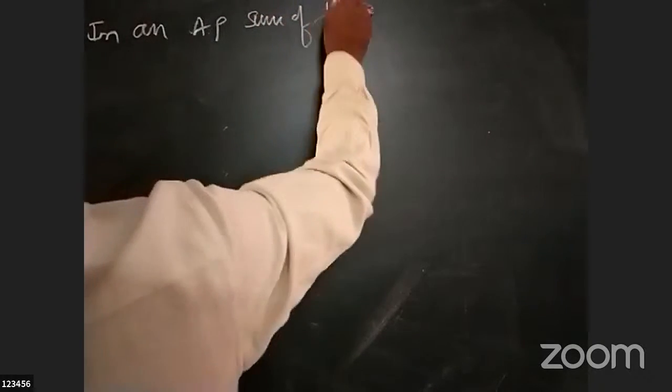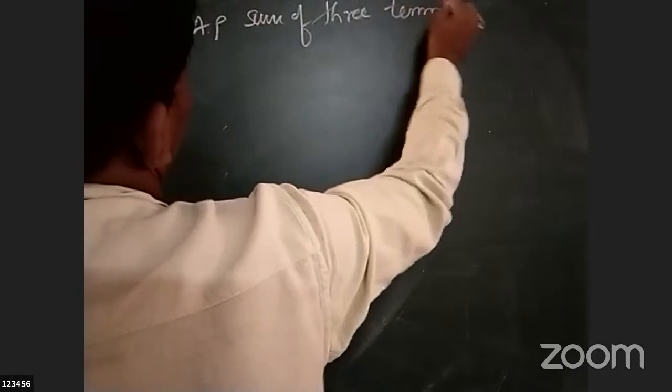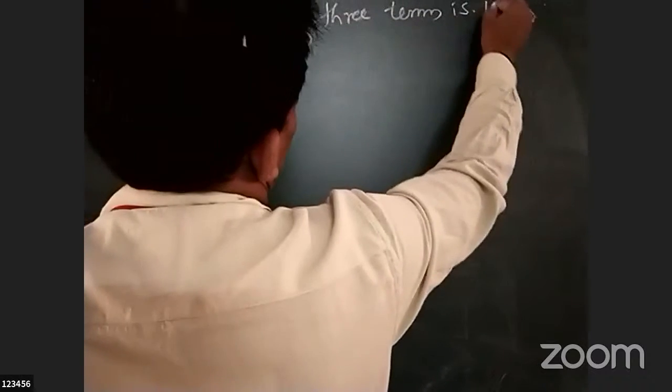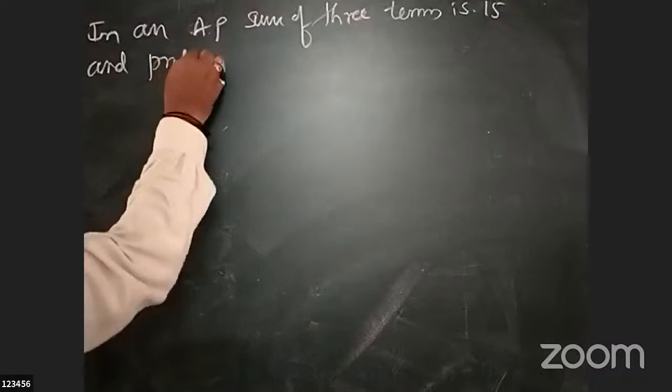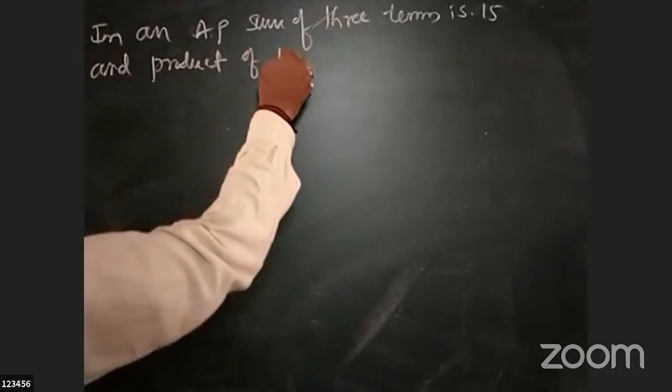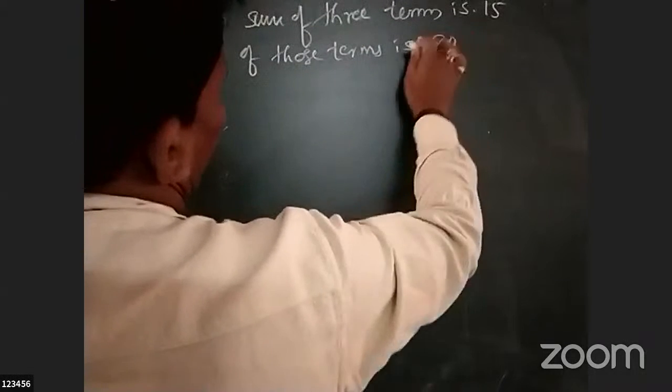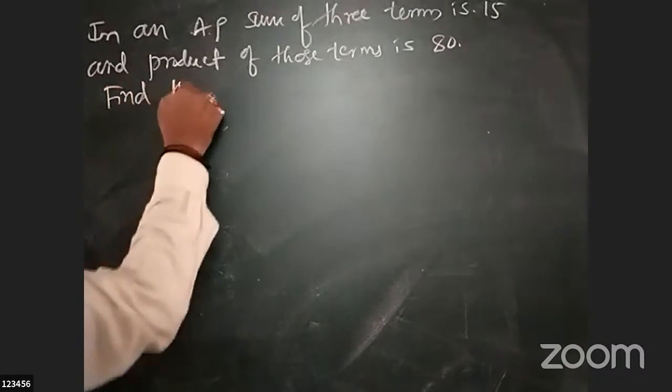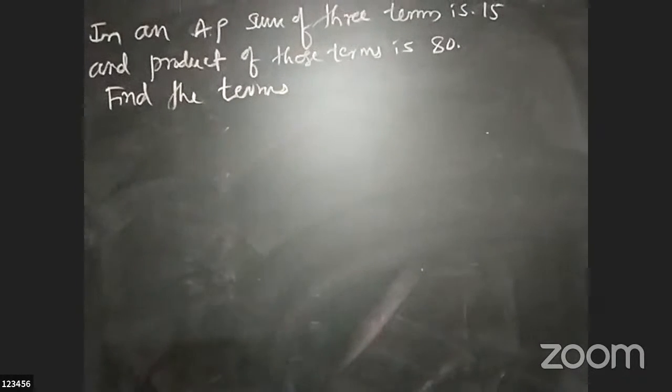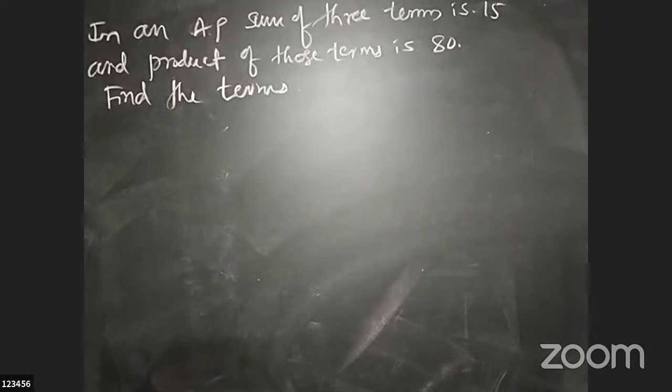In an AP, the sum of 3 terms is 15 and the product of those terms is 80. Find the terms. In an AP, there are 3 terms, the sum is 15 and the product is 80. Find the terms or find the numbers.